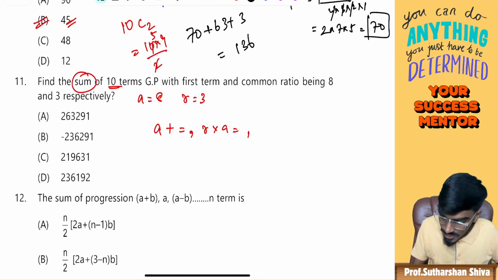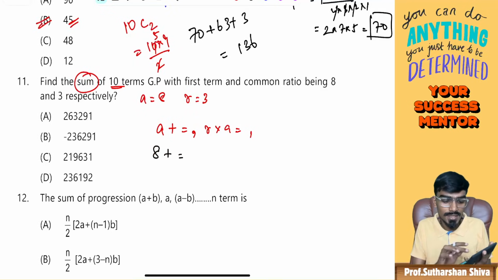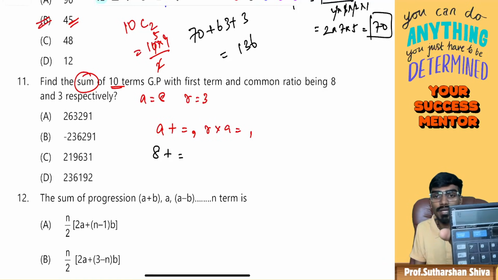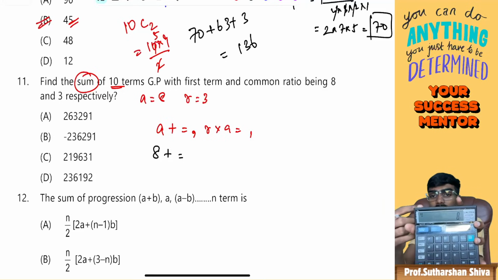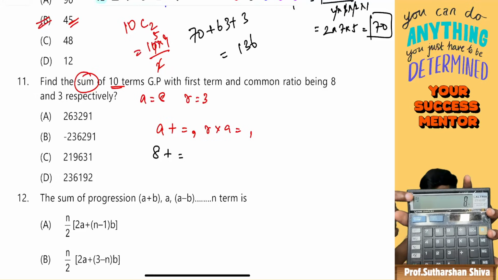If we just see that, what is A? 8, plus, equal to. Cancel it. 8 plus equal to. We keep it in memory. In the corner, it is showing 3.